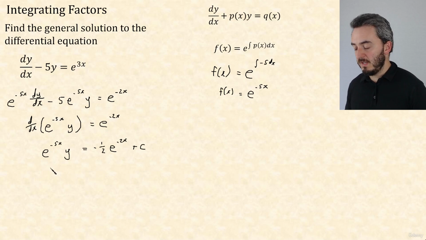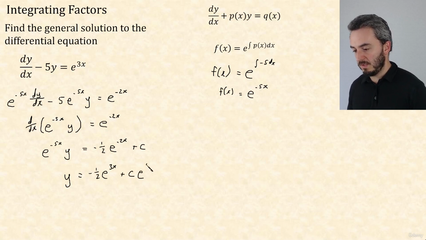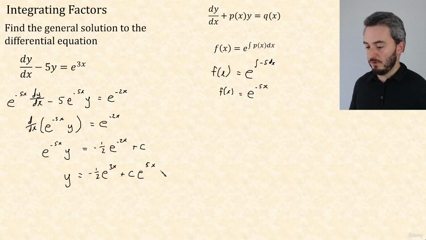Multiplying through now by e to the 5x will cancel that. So multiplying through by e to the 5x, I get minus a half e to the 3x over here, plus c e to the 5x. And there's our general solution.